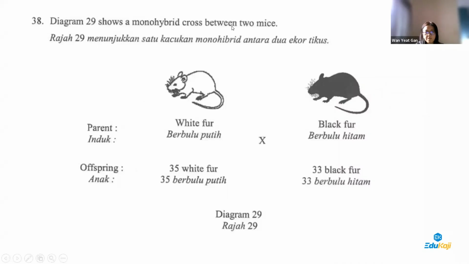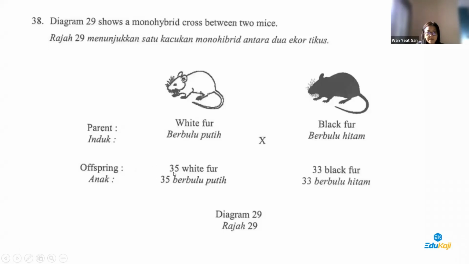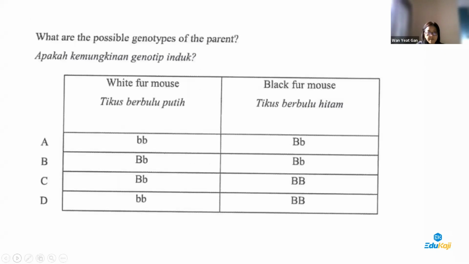Diagram shows a monohybrid cross between two mice. Okay, so both mice produce almost an equal number of white fur and black fur. Okay, so you look at the number here, 35 and 33. So which is the possible genotype of the parent?